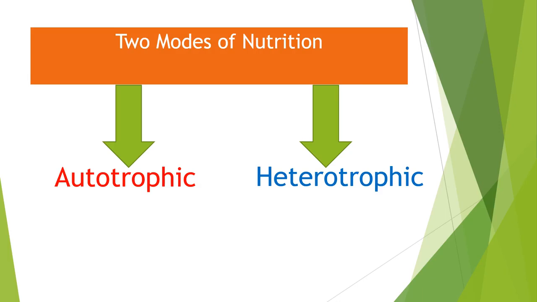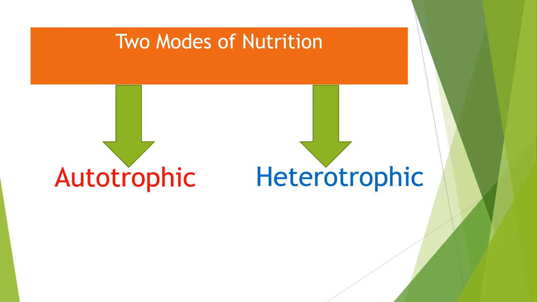Autotrophic, example, green plants. Why are green plants called autotrophs? Green plants are called autotrophs because green plants prepare their own food. That is why they are called autotrophs. Heterotrophs: human beings and animals are examples of heterotrophs. Why? Because we depend upon other organisms for food. So the two modes of nutrition are autotrophic nutrition and heterotrophic nutrition.